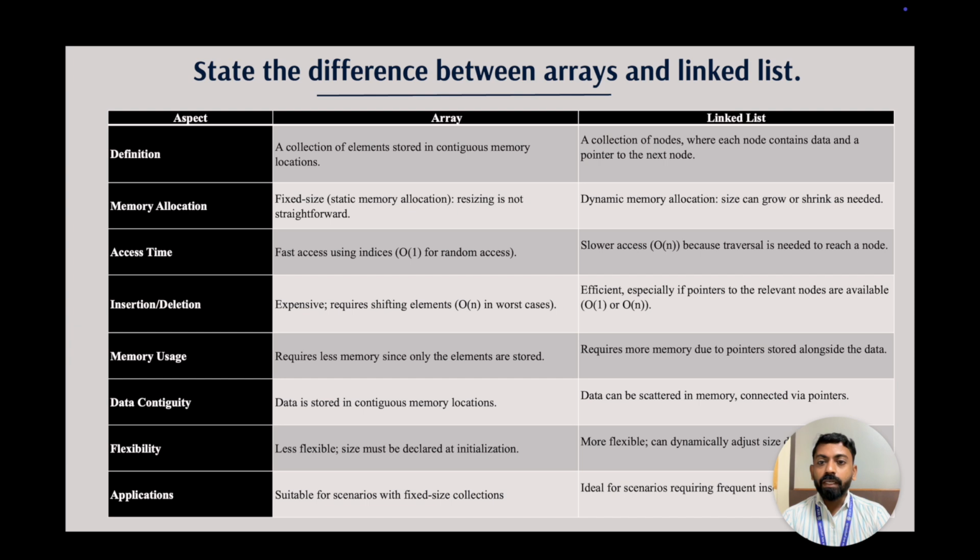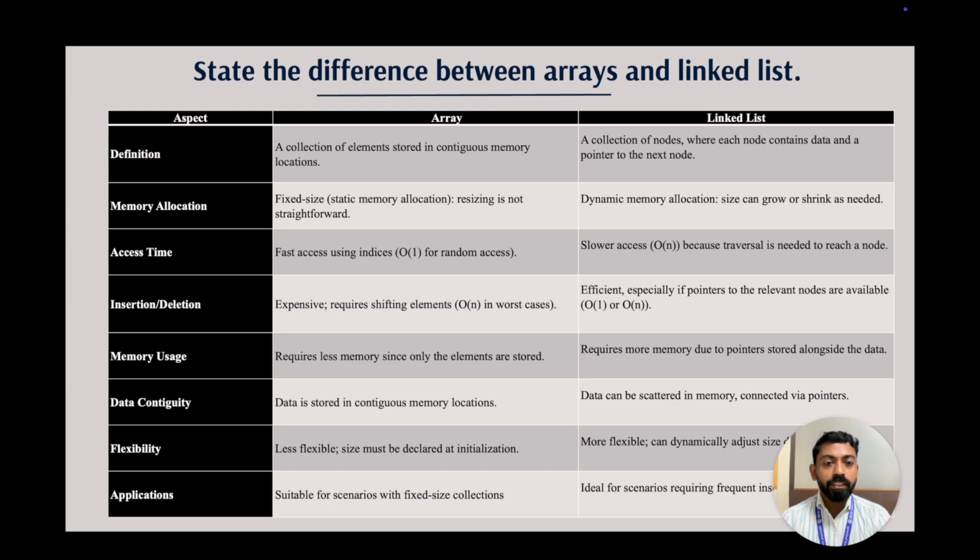Access time: for an array, access is faster, O(1) for random access. In the linked list, access is slower, O(n), because traversal is needed to reach a node. Insertion and deletion in an array are expensive, requiring shifting all the elements from one place to the next before you can insert. So the time is O(n) for insertion and deletion in between the elements. In the linked list, we can efficiently do the insertion in between.